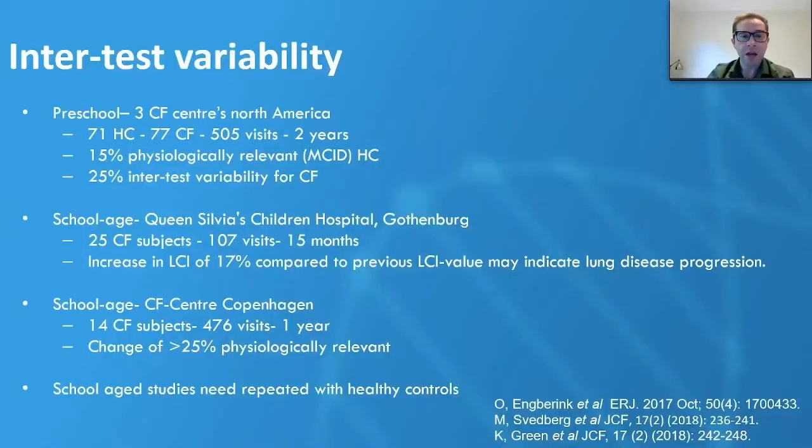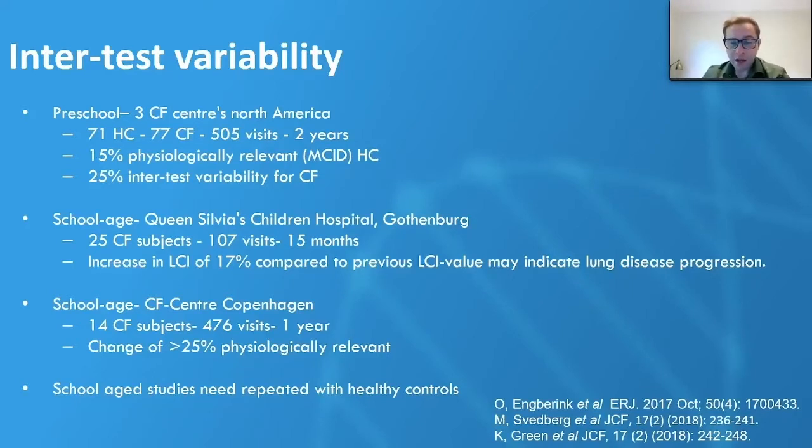And in preschool, there was a really good study from 3 CF centres across North America, where they recruited 71 healthy controls and 77 cystic fibrosis patients. They had over 500 visits over a 2-year period, and they found that the minimal clinically important difference was around 15%. So that's always derived from the healthy controls to see the actual change of the test. If you just did it in the cystic fibrosis population, it would be much higher at 25%.